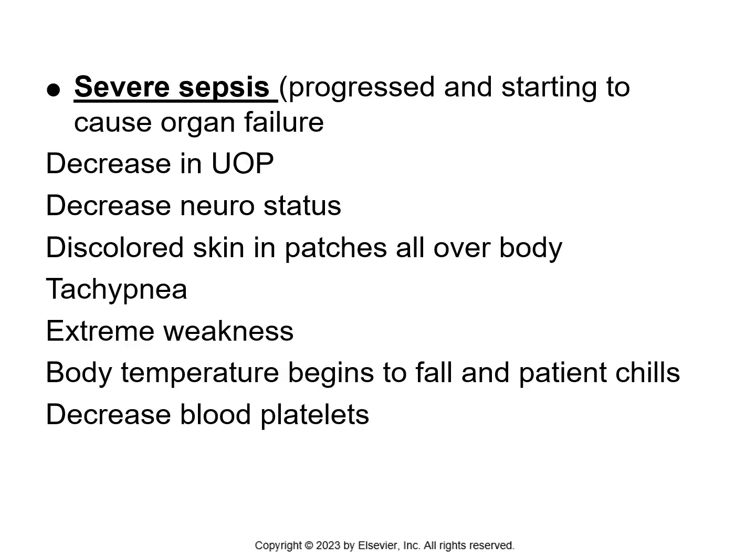So our next stage is severe sepsis, or sometimes you'll hear compensatory sepsis. For my students, I just want you to understand the stages. This is the first stage. We're here on the second stage. It's progressed and we're starting to cause organ failure. So in the initial stage, if we intervene, we can prevent organ failure. If we don't, we're going to progress into severe sepsis.